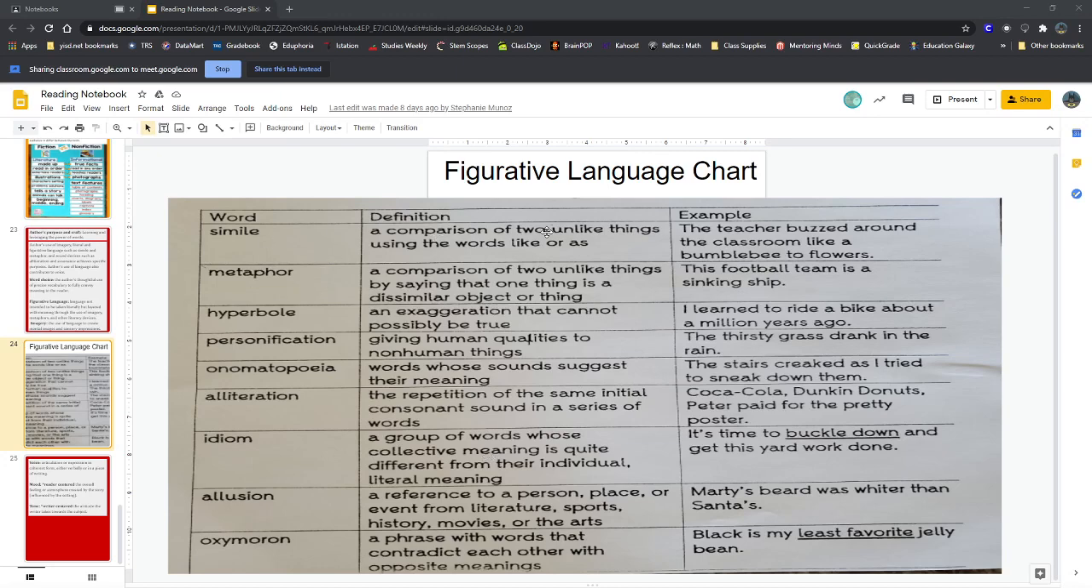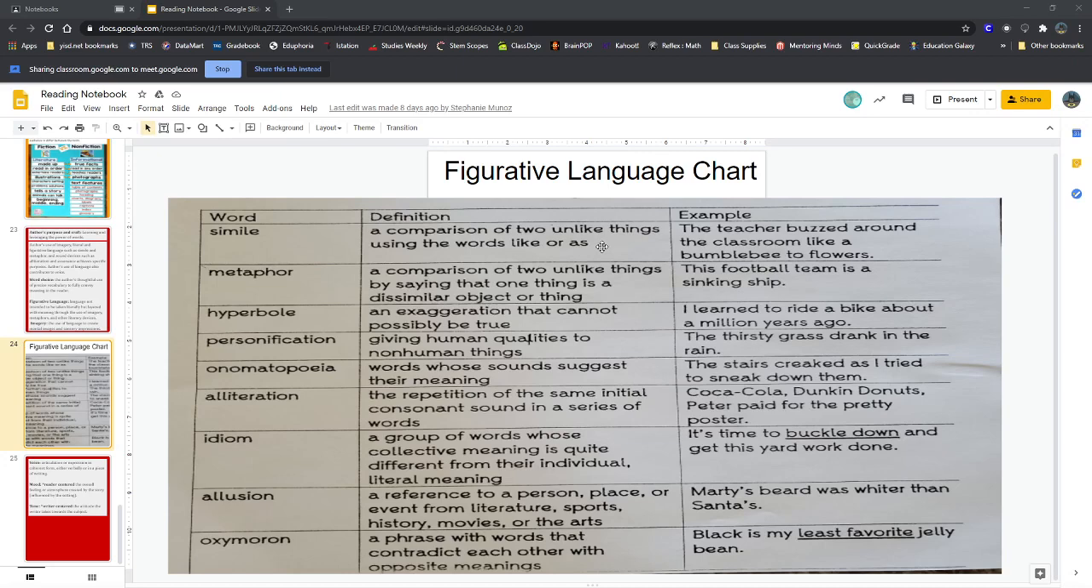So I'm going to start with the top of this chart with simile. It looks kind of like the word smile, but simile. Okay? A simile is a comparison. You're comparing two different things, and you use the word like or the word as to describe them or to compare them. They give us an example. The teacher buzzed around the classroom like a bumblebee to flowers.